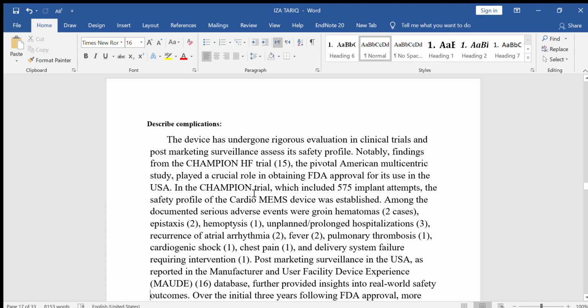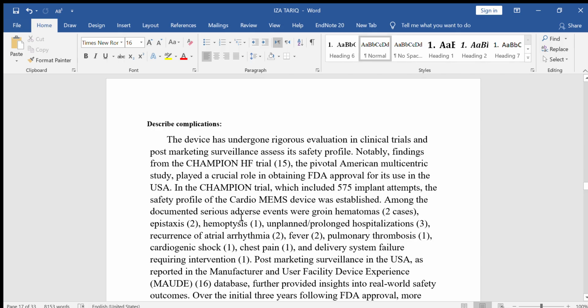The CHAMPION trial included 575 implant attempts. We used CardioMEMS sensors in 575 implantation procedures in heart failure. The safety profile of the CardioMEMS device was established.